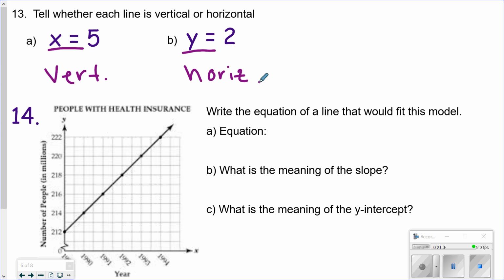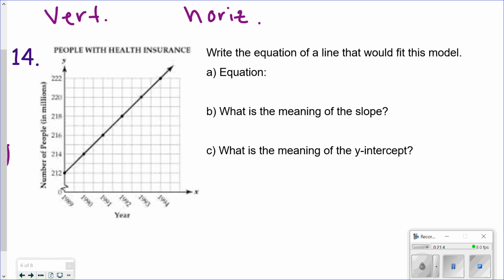All right, number 14. Write an equation of a line that would fit this model. So we want to write the equation. What is the meaning of the slope, and what is the meaning of the y-intercept? So first here, I see that my y-intercept is going to be 212 because that's where my line crosses the y-axis. So that's my b value.